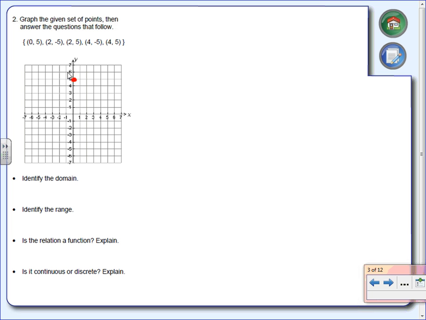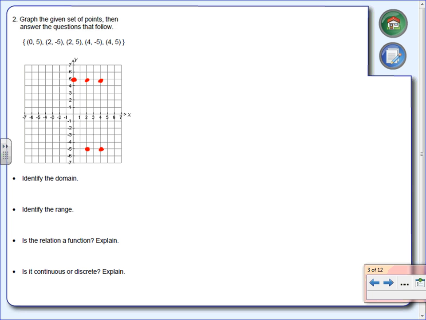Now I'm looking for 2, negative 5. So let me find 2, negative 5, which is this point right here. Now I'm looking for 2, positive 5, which is up here. Then I want to find 4, negative 5. That's this point. And then 4, positive 5. That's this point right here. First part, piece of cake. All we're doing is plotting the points.